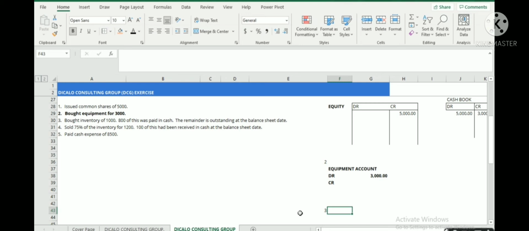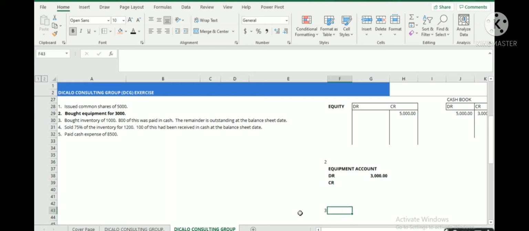Here the transaction was: bought inventory of what? $1,000. $800 of this was paid in cash. The remainder is outstanding at the balance sheet date. Now we're going to realize that we're going to have more than two effects here. Now we are saying that what? First of all, we bought inventory. Inventory is what? An asset.